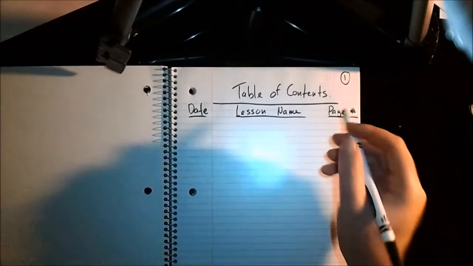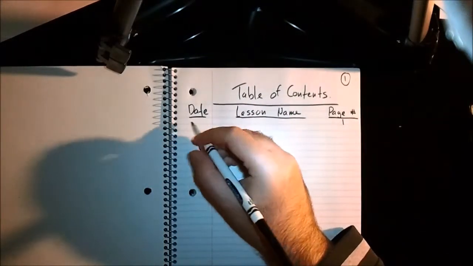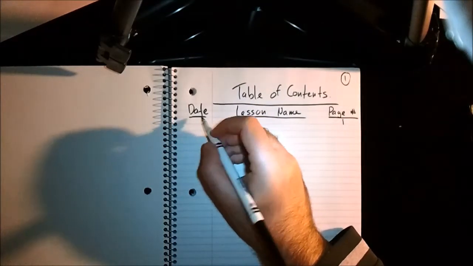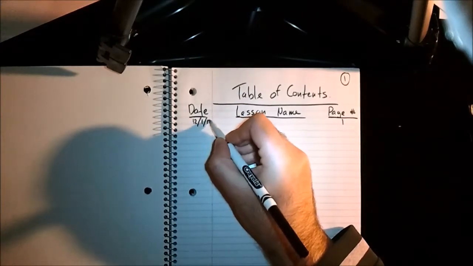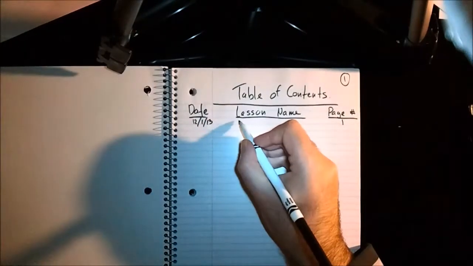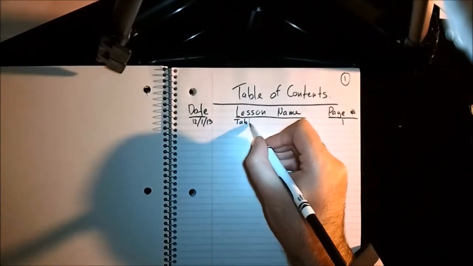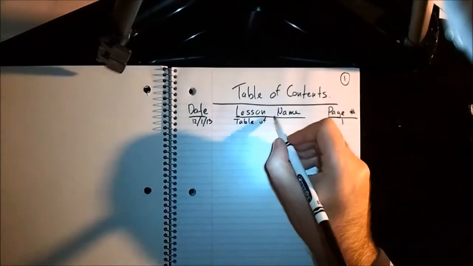So right now I'm going to put down page number 1 and my table of contents, and the entry of the date. I'm going to put today's date, which is, I think, the 1st of December. Yes, so 12/1/13. And the lesson name, it's not a lesson name, but it's the table of contents. I know it seems kind of redundant that the table of contents is part of the table of contents, but this way we don't have page 1 be blank.